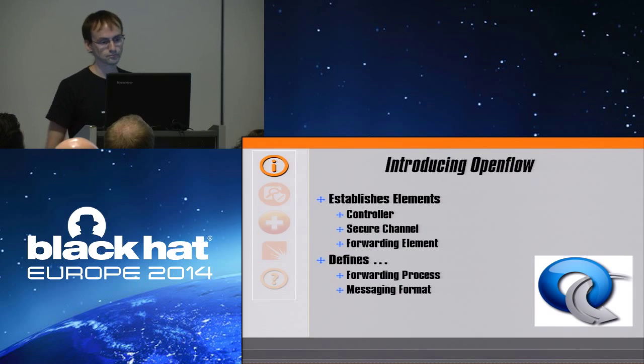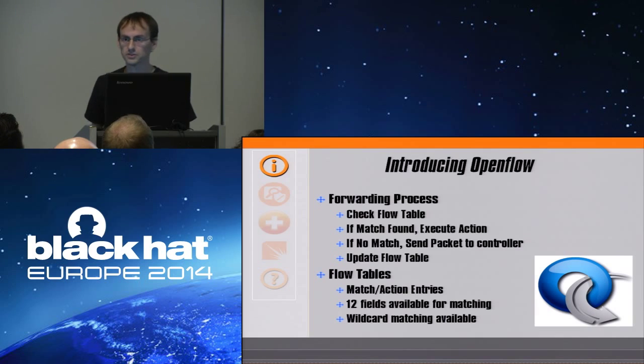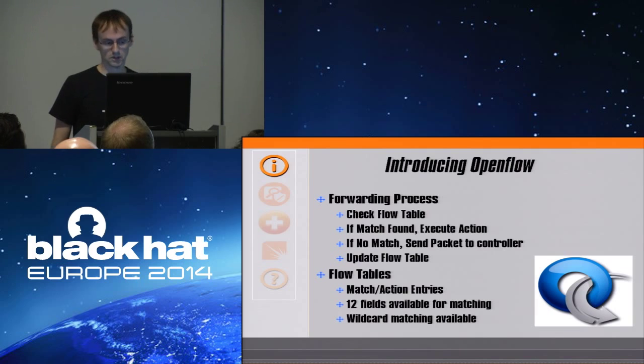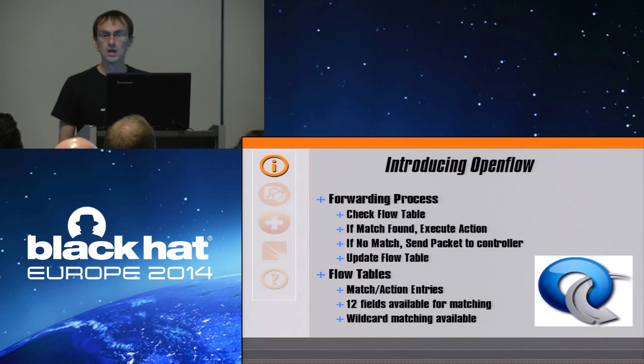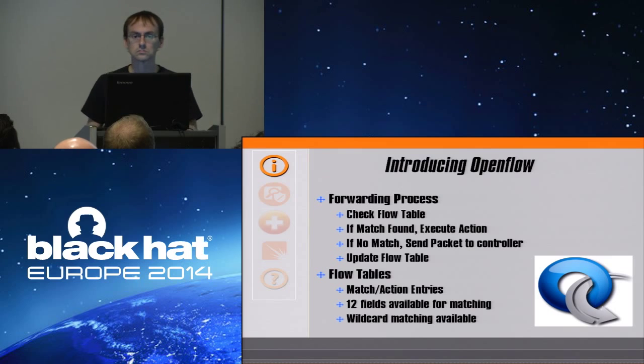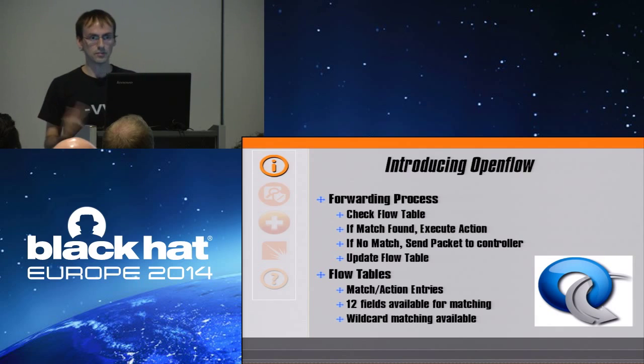Now the forwarding process, this should look very much like a firewall. A forwarding element will receive a packet. It will check the flow table. If a match is found, it will execute that action. If no match is found, then it sends that packet to the controller. The controller has its policy, makes a decision, and passes that decision on to the forwarding element. The forwarding element will update its flow table and execute that action, and any time it encounters that same type of packet with the same match, it will carry out that action, so it does not have to keep going back and forth.